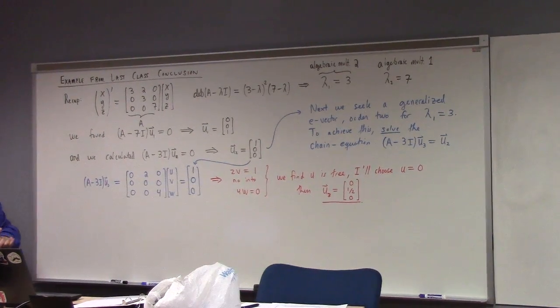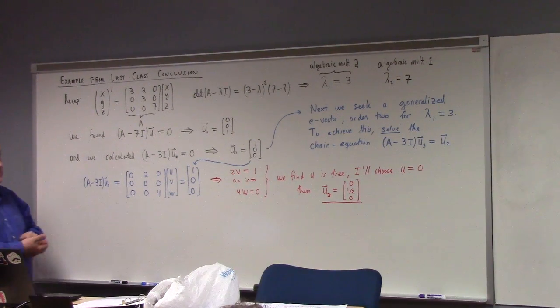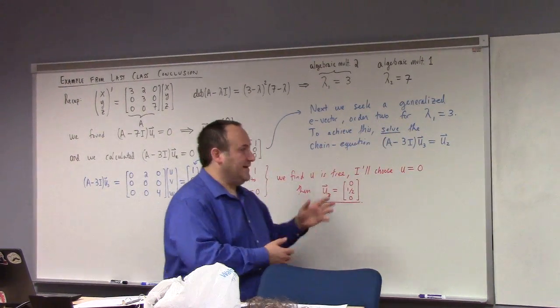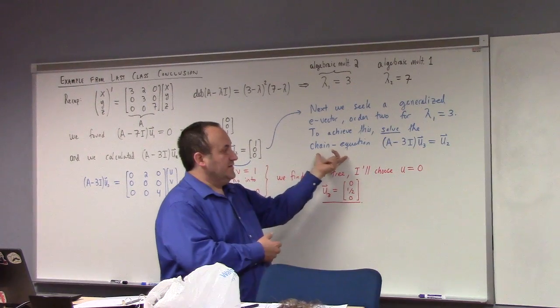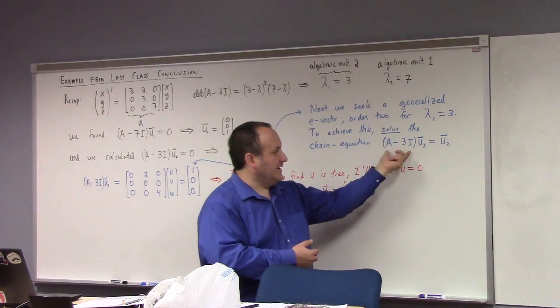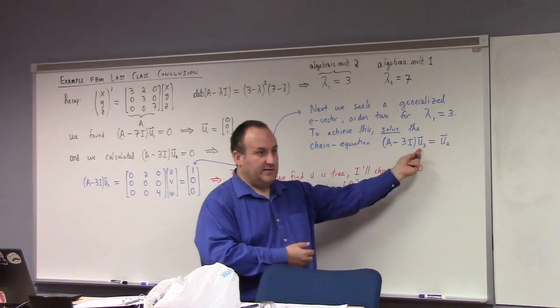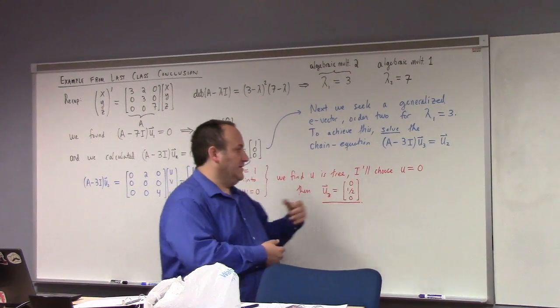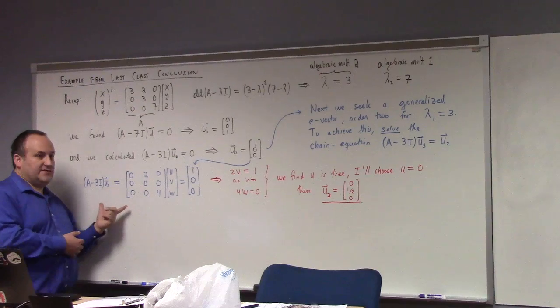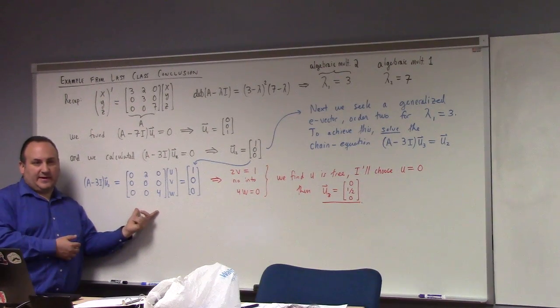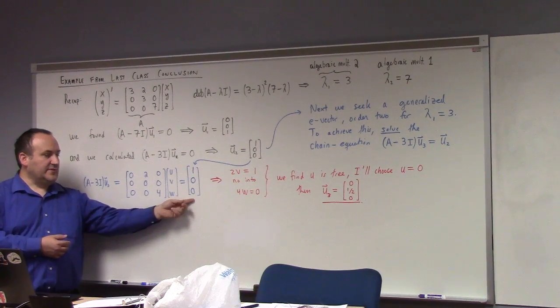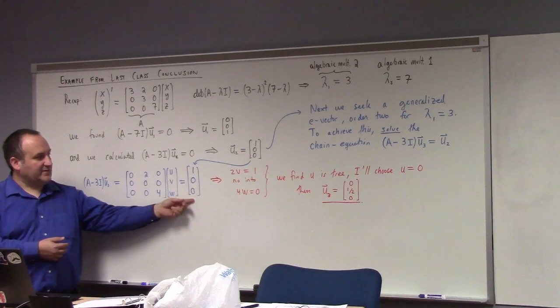So as I introduced the idea, we need to seek something more to complete the solution. We need to look for what's called a generalized eigenvector, in this case order 2 for eigenvalue 3. The way to find that is to solve the chain equation. You take A minus 3I times the vector you're looking for, u3, equals the eigenvector you already have, which is u2 in my current example. That gives me this equation: A minus 3I times the vector I'm trying to find, (u, v, w), equal to (1, 0, 0), which is the eigenvector with eigenvalue 3 we already found.